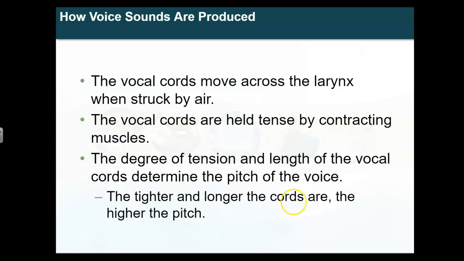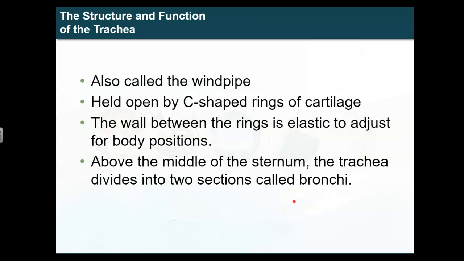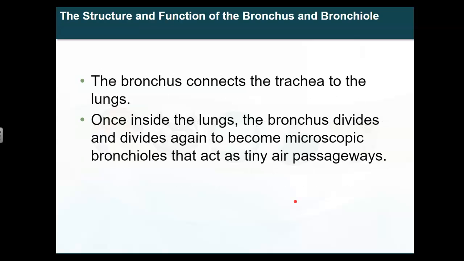What we need to figure out is how these 2 things coexist. So the trachea itself is held open by rings that are C-shaped. These rings are made of cartilage, and the wall between the rings is elastic to adjust for body positions. This is how our esophagus can put pressure on our trachea, because it's made to bend and move to accommodate. Above the middle of the sternum, the trachea divides in 2 sections, which are called the bronchi.